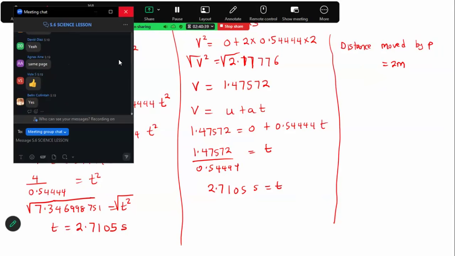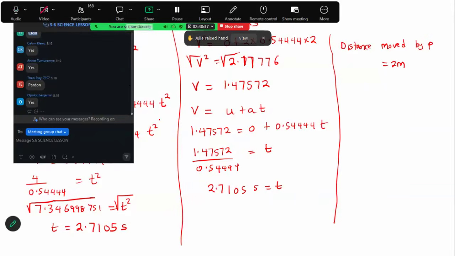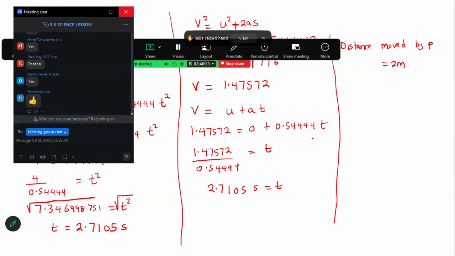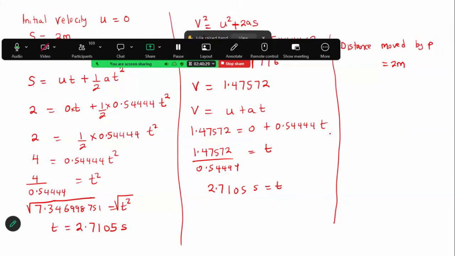Okay, same page. But if you calculate, you will get the same answer. Even if someone had calculated, they would have gotten the same answer. Let me say you have calculated.